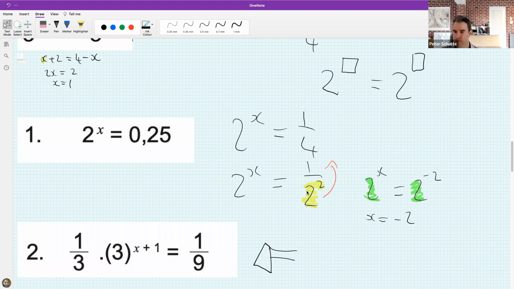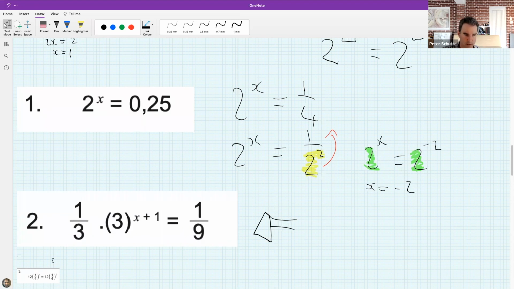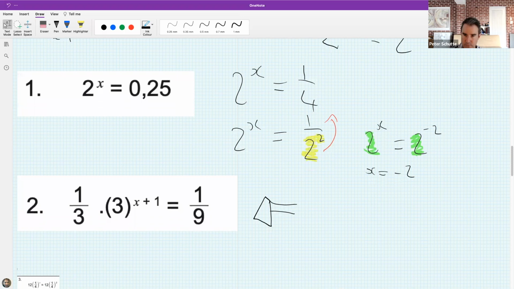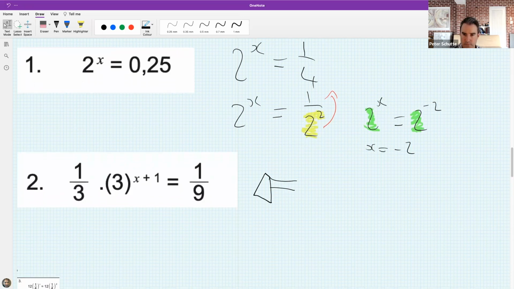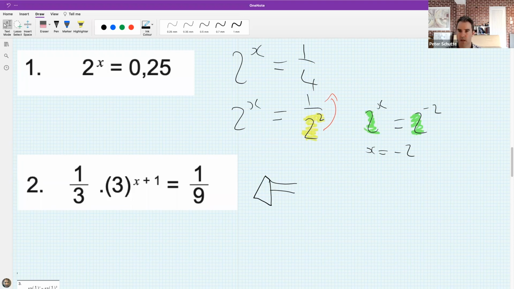Okay, so I hope that helps. Let's keep having a look here. Yeah, no, we don't have to go at rocket speed here. Things are getting harder now.